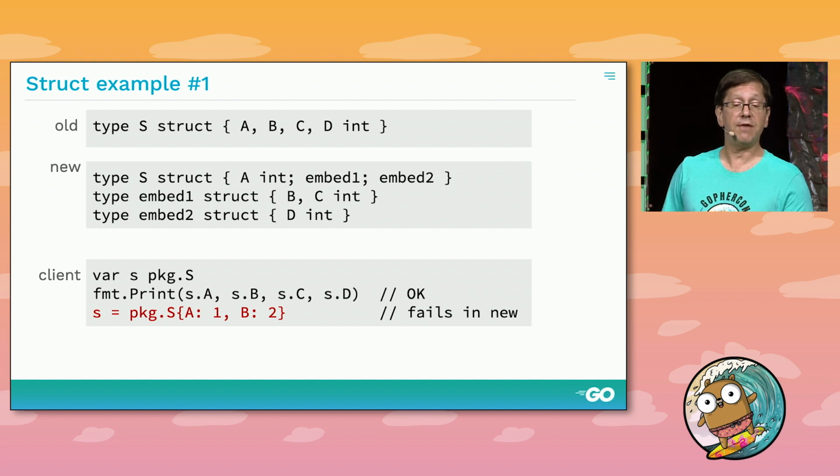In fact, there's no way for client code to fully initialize a value of S because you can't write embed1 or embed2 outside the package. They're unexported. The only field a client can set in a struct literal is the field A. In general, you can only write top-level fields in a struct literal, fields that are defined directly in the struct, not in an embedded struct.